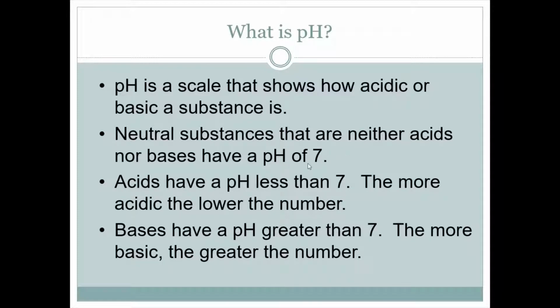And this is why I made this PowerPoint. Some people ask me, Mr. Angulo, why did they make neutral substances have a pH of 7? Why is 7 the middle? Why not 5? Why don't you make pH a scale of 1 through 10 and 5 be the middle? Or why don't you make it from 0 to 100 and 50 be the middle, right? Water could be a pH of 50.